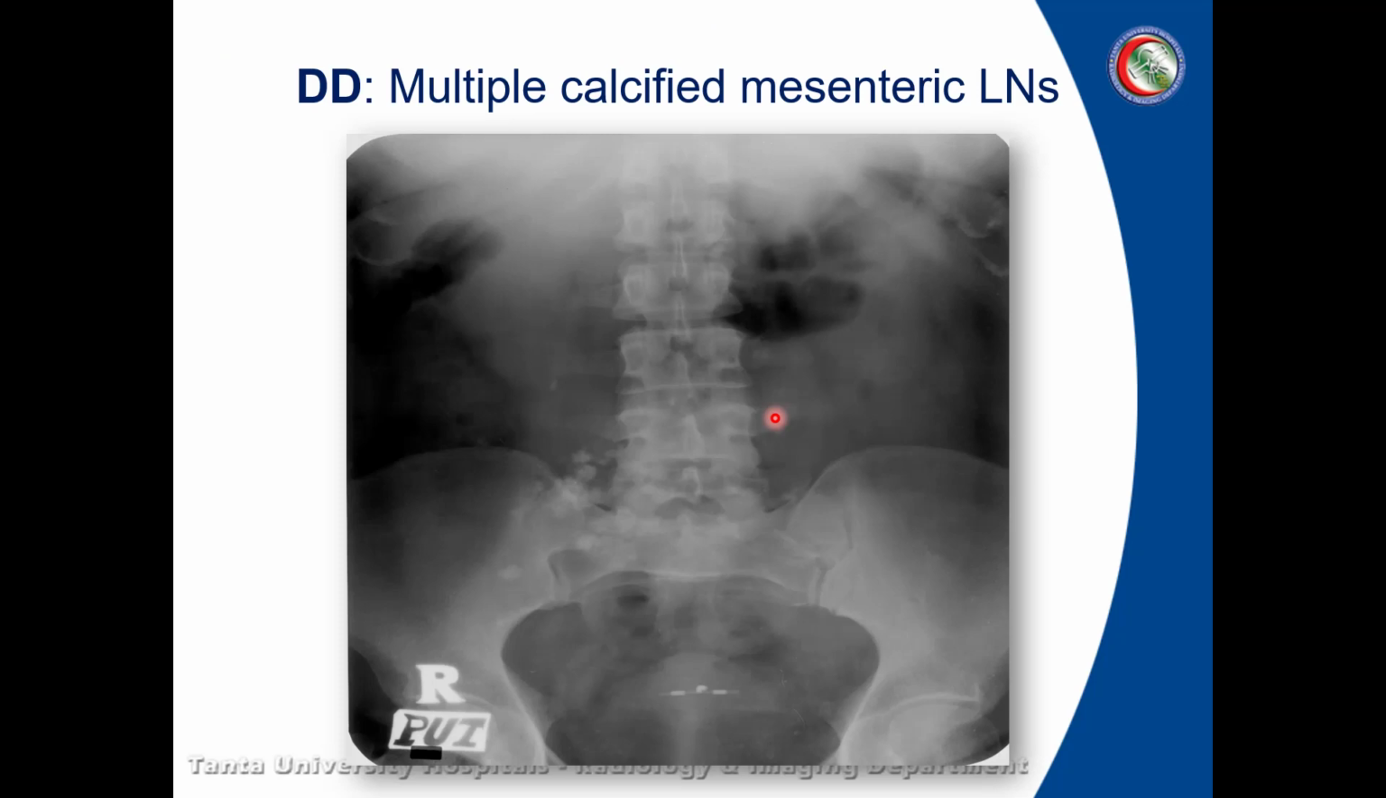There is a mimic or differential diagnosis for the previous image. There are multiple calcified foci, but this is not the region of the right kidney, nor the region of the left kidney, nor the region of both ureters or urinary bladder. So this picture is of multiple calcified mesenteric lymph nodes, entering in the differential diagnosis of urinary stones. So the full comment of this image is PUT showing multiple calcified mesenteric lymph nodes.